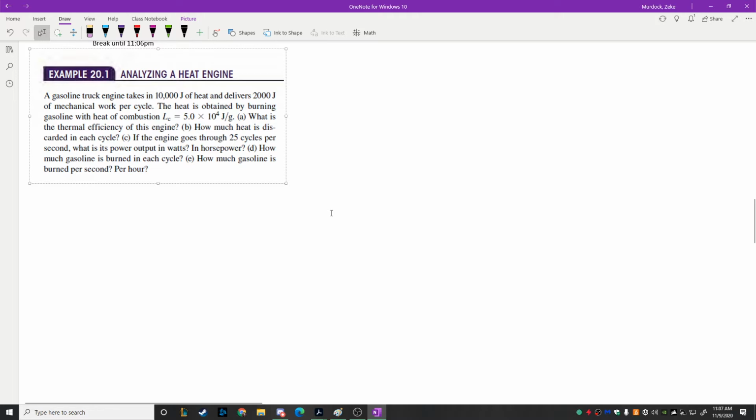So, here is the problem. A gasoline truck engine takes in 10,000 joules of heat and delivers 2,000 joules of mechanical work per cycle. The heat is obtained by burning gasoline with a heat of combustion equal to 5 times 10 to the 4 joules per gram. We would answer all these questions.